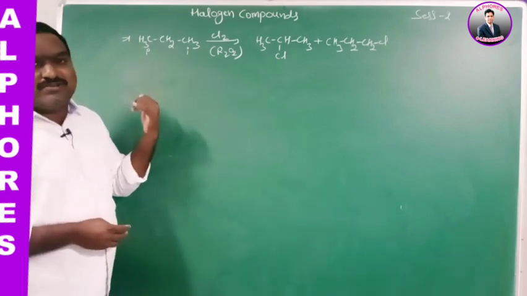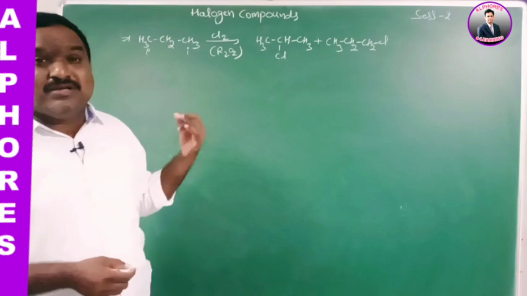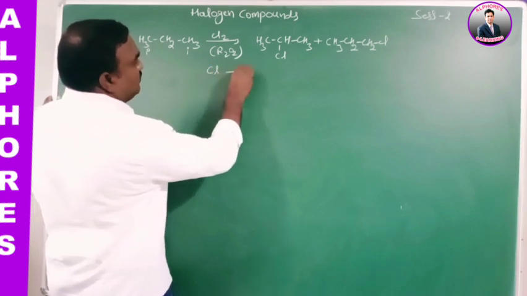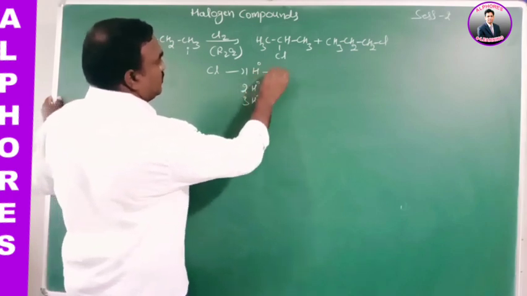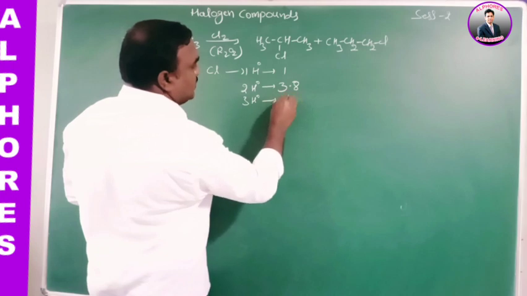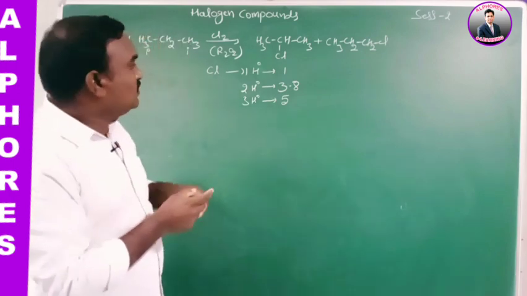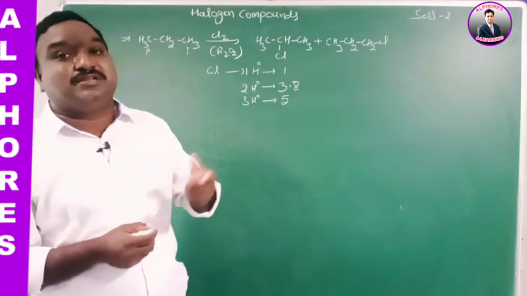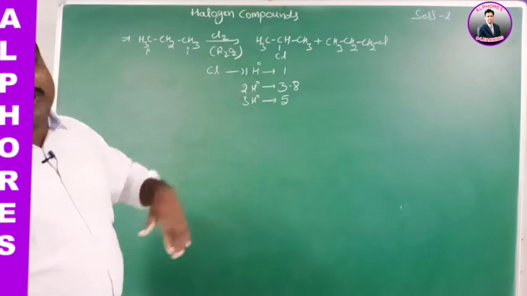Which is major? According to reactivity order, tertiary is greater than secondary is greater than primary. But to find out the percentage, it depends on chemical activity. In free radical substitution with chlorine, primary hydrogens reactivity is 1, secondary hydrogens 3.8, tertiary hydrogens 5. In the same way, with bromine, primary hydrogens reactivity is 1, secondary hydrogens 80 times, tertiary hydrogens 1600 times. Based on these, we can find the percentages of formed products.